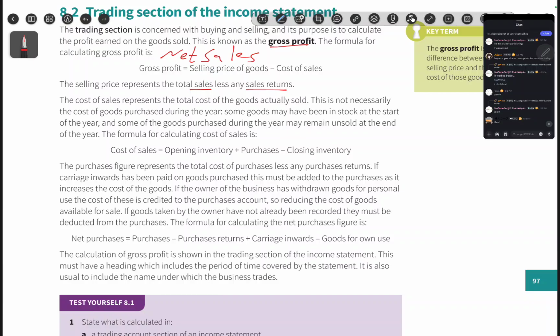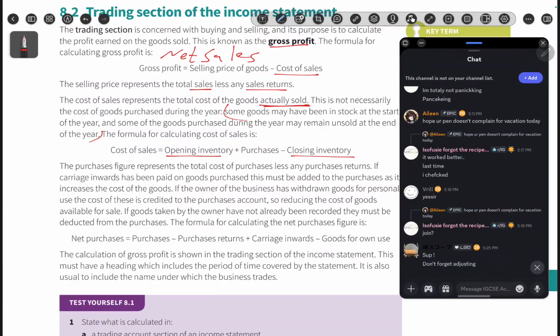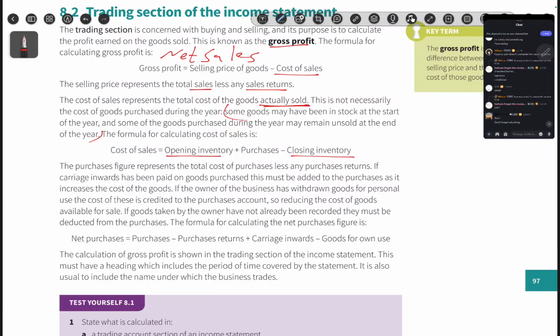All right, the cost of sales represents the total cost of the goods actually sold. Now this term, actually sold, is the reason why we're doing this opening inventory, closing inventory stuff. This is not necessarily the cost of goods purchased during the year. Some goods may have been stocked at the start of the year, and some goods purchased during the year may remain unsold at the end of the year. Does this part make sense, or do I explain it?